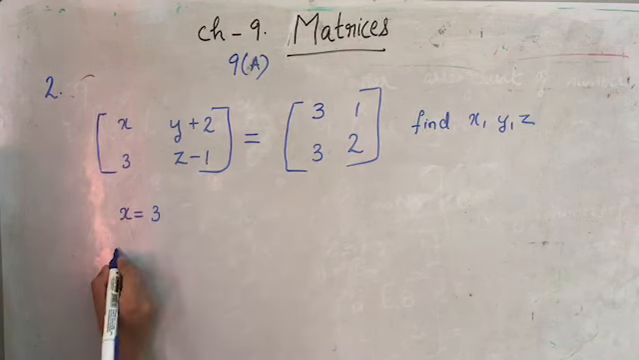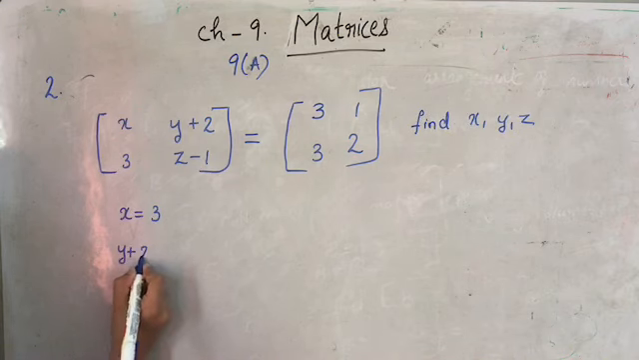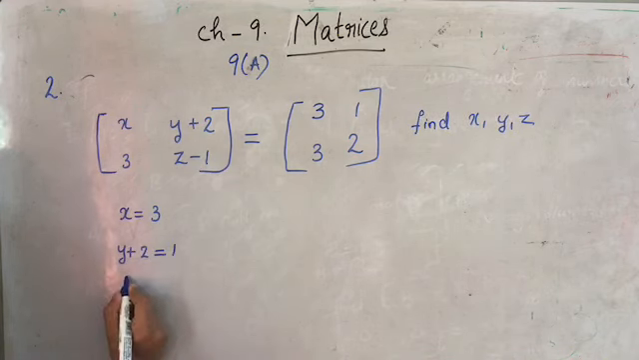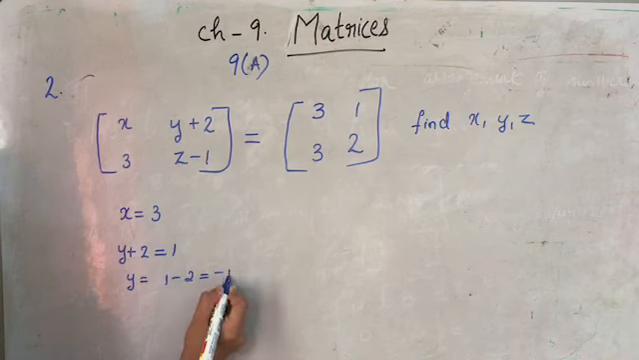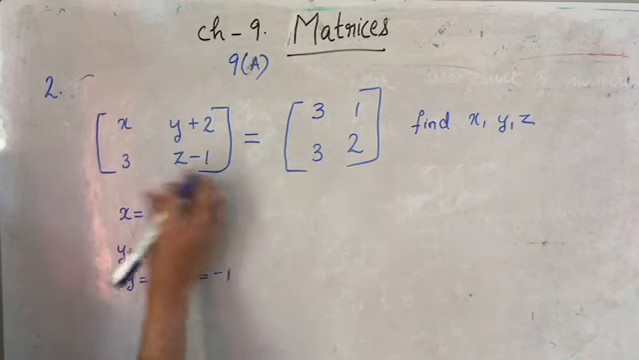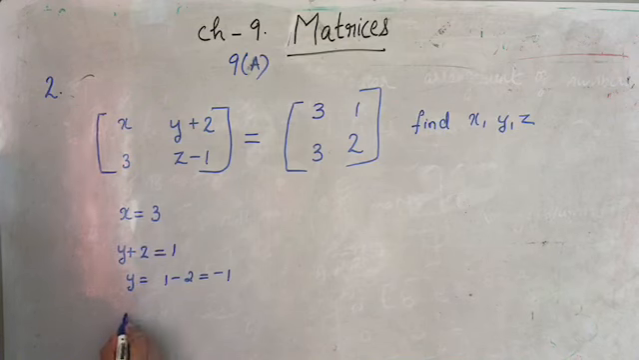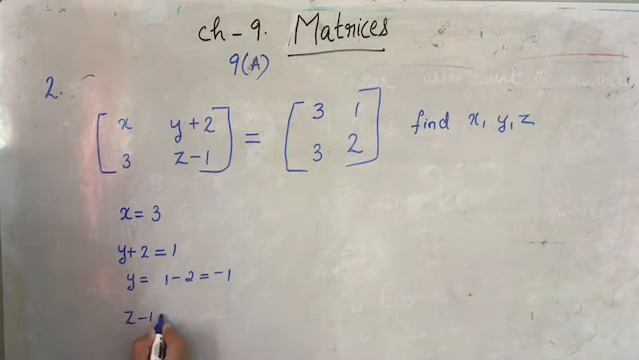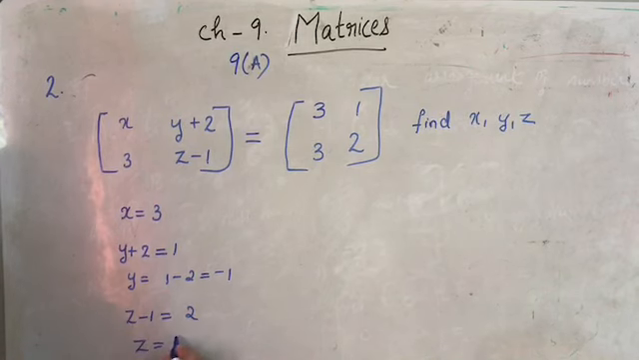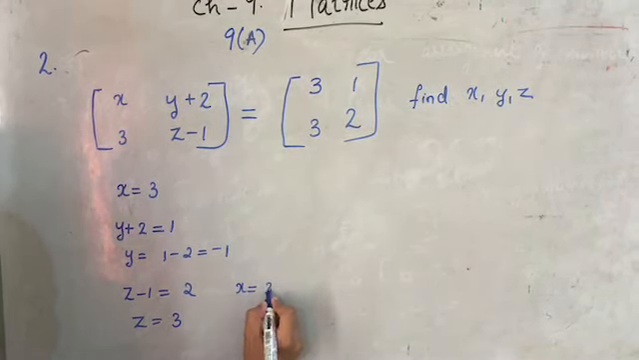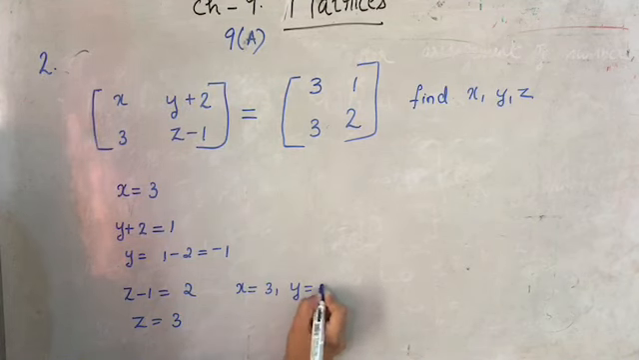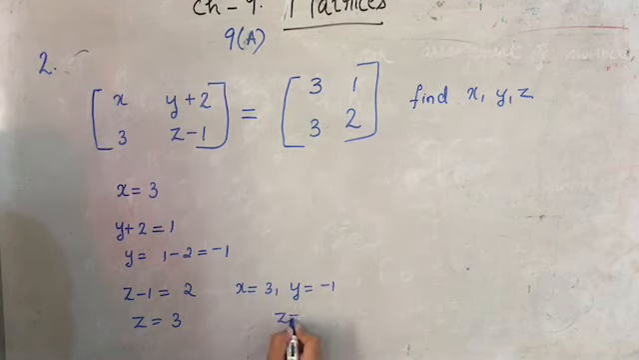Then the second one, Y plus 2 equals 1, which implies Y equals 1 minus 2, that is equal to minus 1. Then 3 and 3. Then the fourth term, Z minus 1 equals 2. That shows Z is equal to 2 plus 1, that is 3. So you got the value of X is equal to 3, Y is equal to minus 1 and Z is equal to 3.